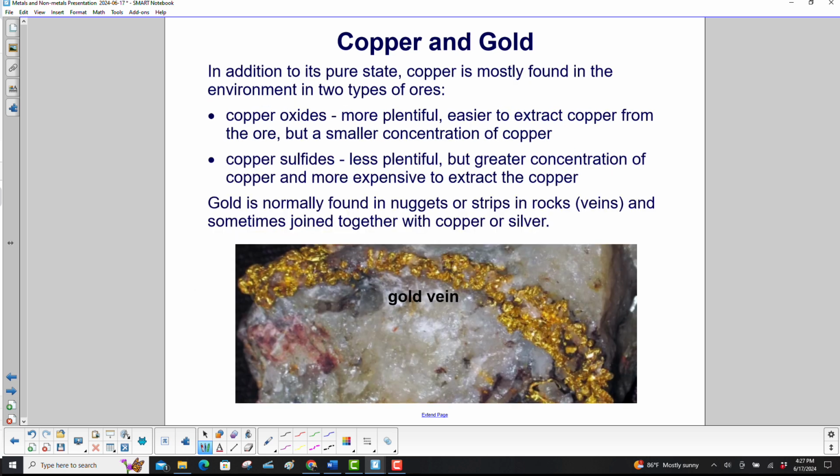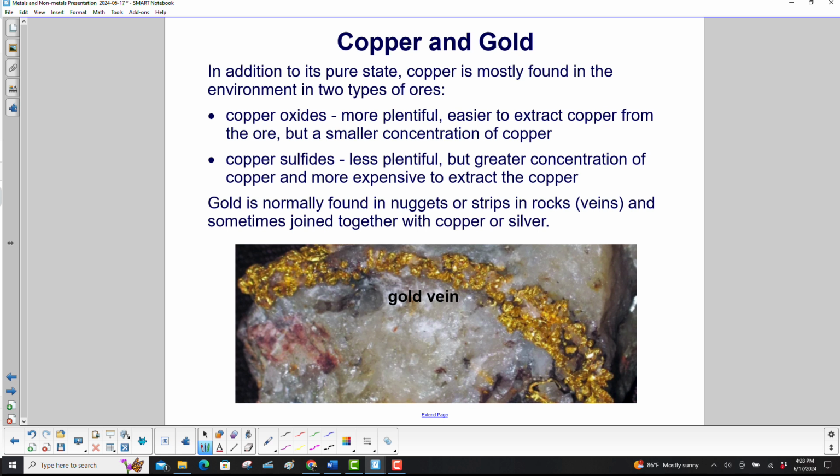In addition to its pure state, copper is mostly found in the environment in 2 types of ores. Copper oxides, which are more plentiful, easier to extract copper from the ore, but a smaller concentration of copper. Copper sulfides, less plentiful, but greater concentration of copper, and more expensive to extract the copper though.